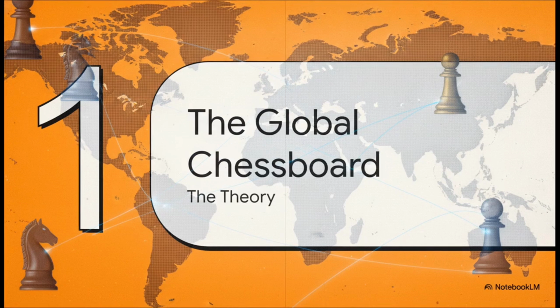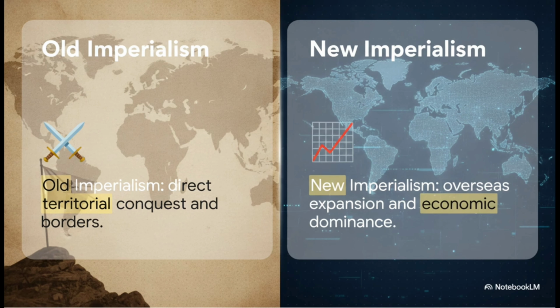Act 1. The global chessboard and the theory. So that invisible thread tying all this together, it's what academics and political scientists call American New Imperialism. To really decode these massive, seemingly unrelated global maneuvers, we've got to establish a baseline and look at a fundamental historical shift in strategy. Think about old imperialism, like the 18th and 19th centuries. That was all defined by territorial conquest. It was about planting a flag, claiming physical borders, and establishing direct colonial rule.